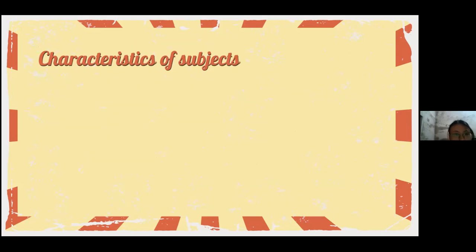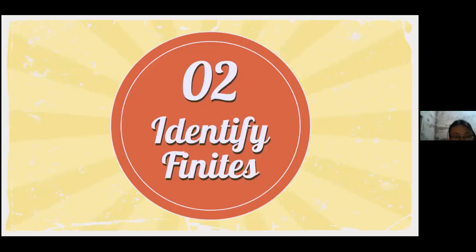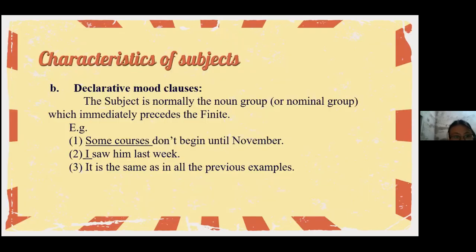The second characteristic of subject is declarative mood clauses. The subject is normally the noun group or nominal group which immediately precedes the predicate. We have examples. The first one, some courses don't begin until November, and the second one is I saw him last week. As you can see, they are the same as in all the previous examples. So we move to the next part with my partner, Quỳnh Hoa.